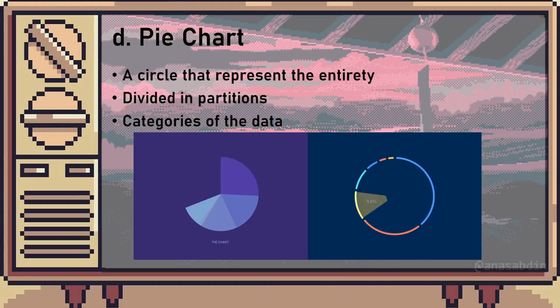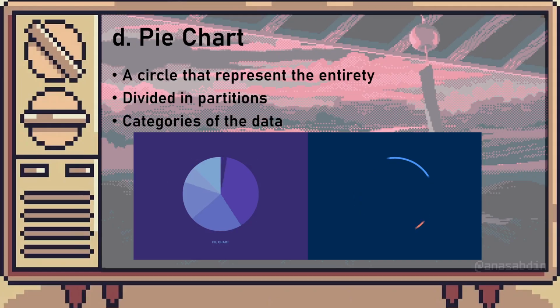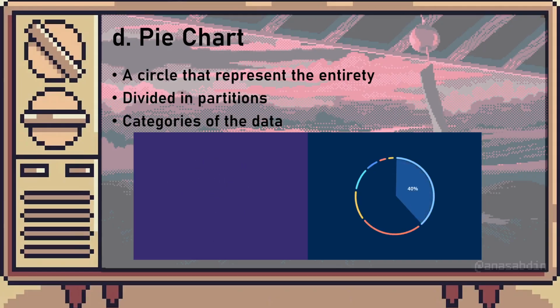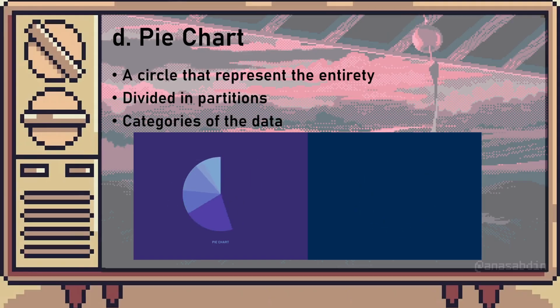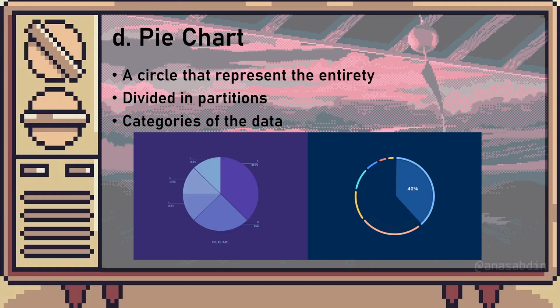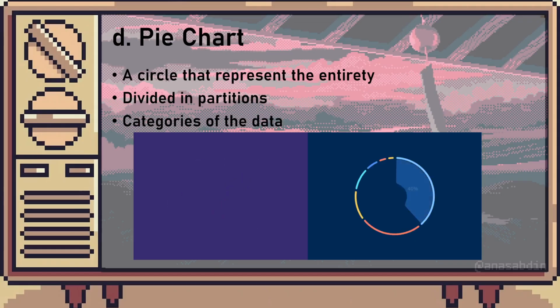The next one is pie chart. It's not a graph because this one is utilized for dividing partitions and categorizing your data. So if you wanted to divide your data, go for a pie chart. So that would be all for data representation.